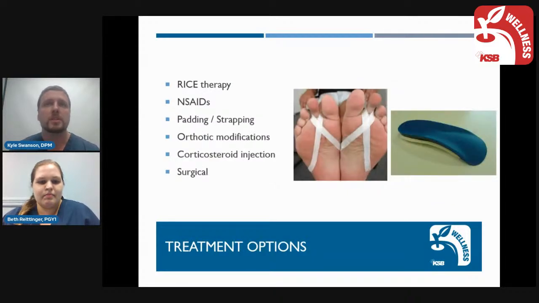So some treatment options include RICE therapy, which is rest, ice, compression, and elevation. NSAIDs, or utilizing ibuprofen, Advil, or Aleve. There are padding and strapping techniques that we can use as well, as you can see in that middle picture. Orthotics, we can actually make modifications to these as well to help aid in relief. Corticosteroid injections, and if all conservative treatment fails, surgical treatment may be warranted.